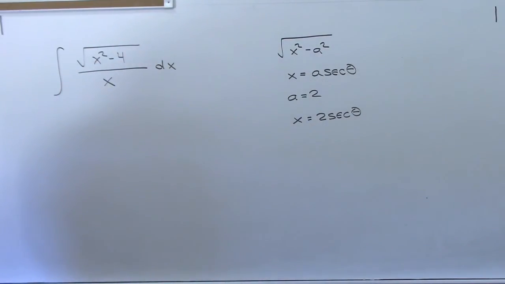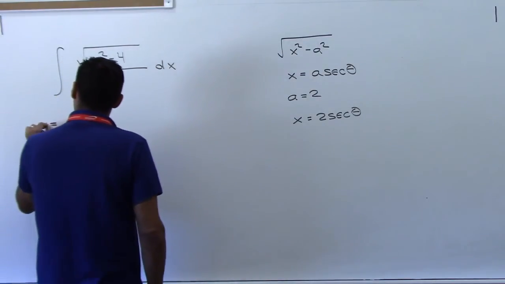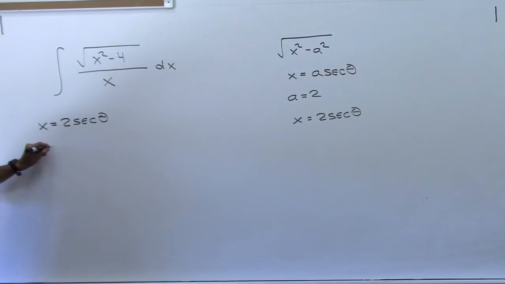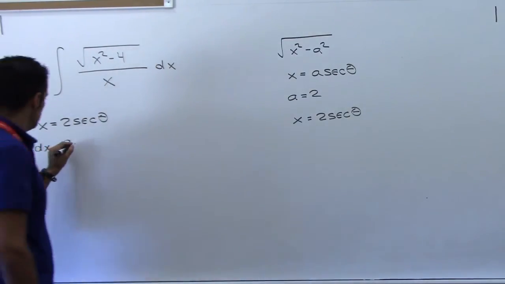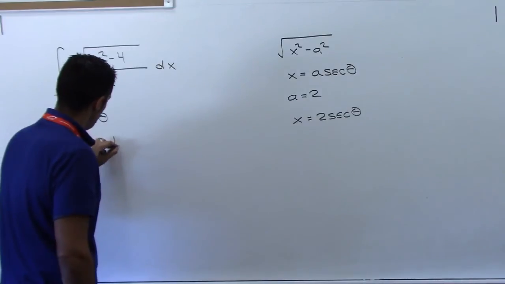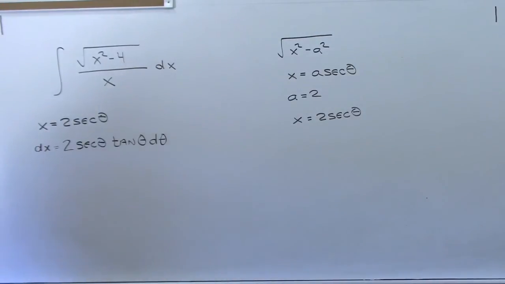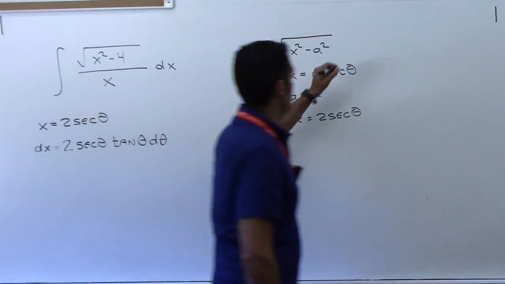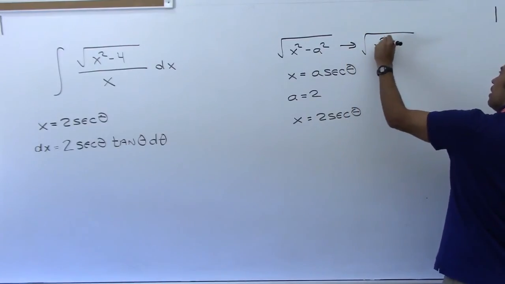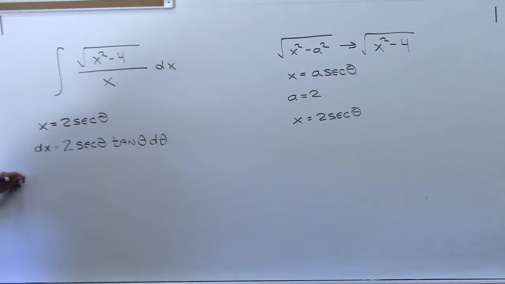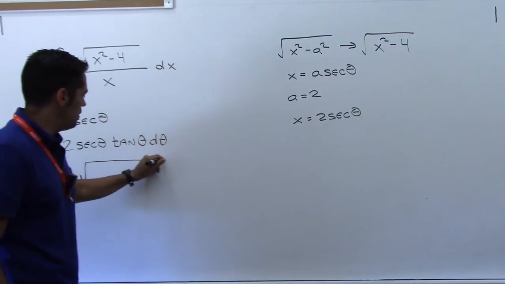All right, so let's write down the 3 things that I said we'll need. X is 2 secant theta. Dx would be next, right? That'll be 2, and then the derivative of secant theta, which is secant theta tangent theta d theta. And then the square root thing we need to write, which I didn't write down what it is, but I think it's obvious what it is, right? It's the x squared minus 4.